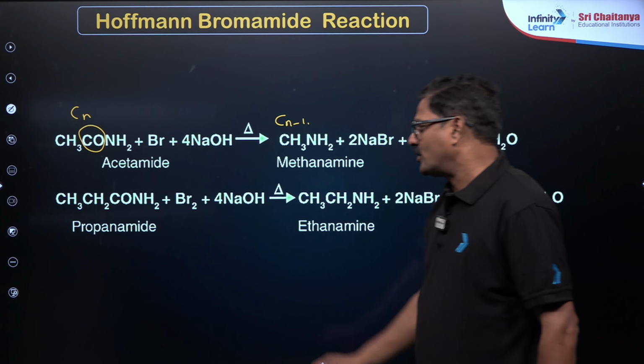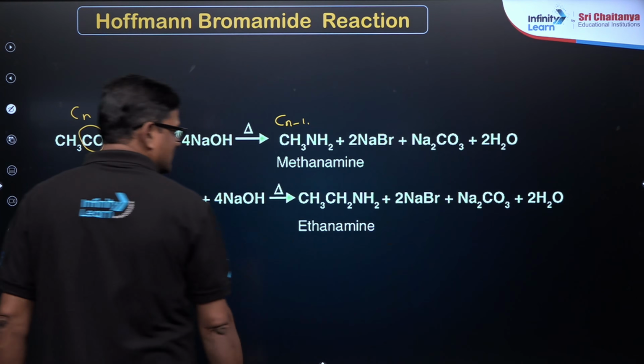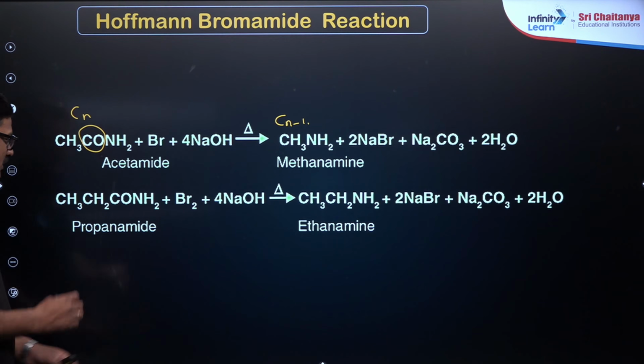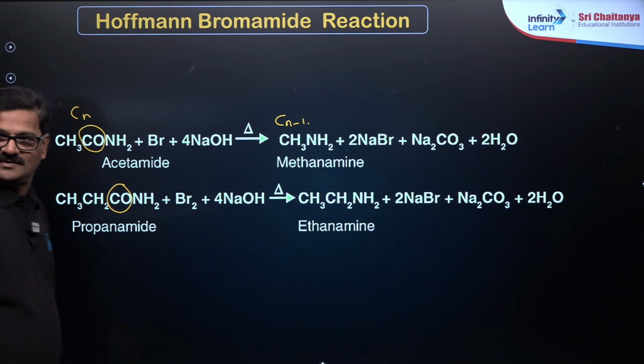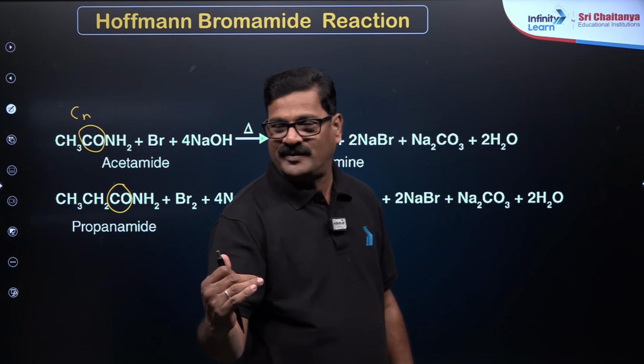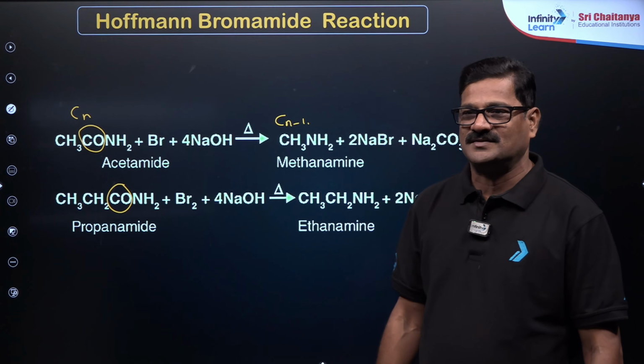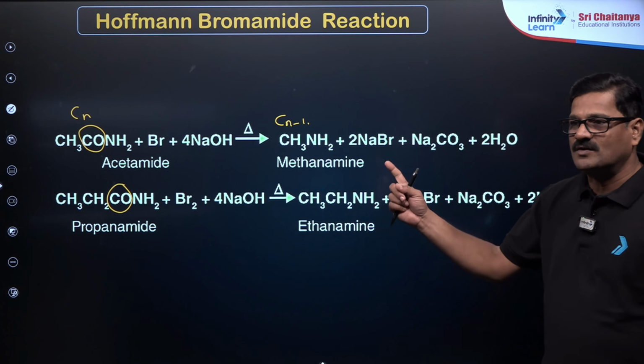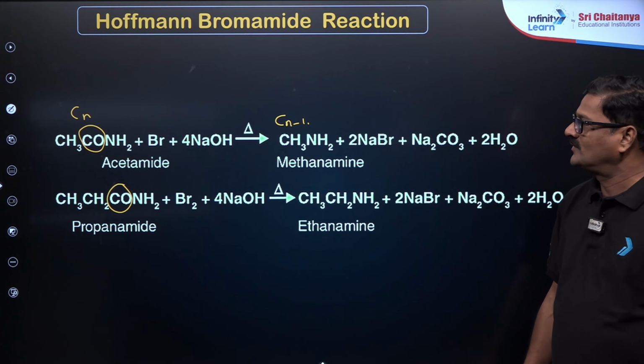And you can say propanamide to ethanamine. So you get direct conversions. Simply remove this. This is a degradation, meaning the number of carbons is decreased. This is what is called a degradation reaction, beta.